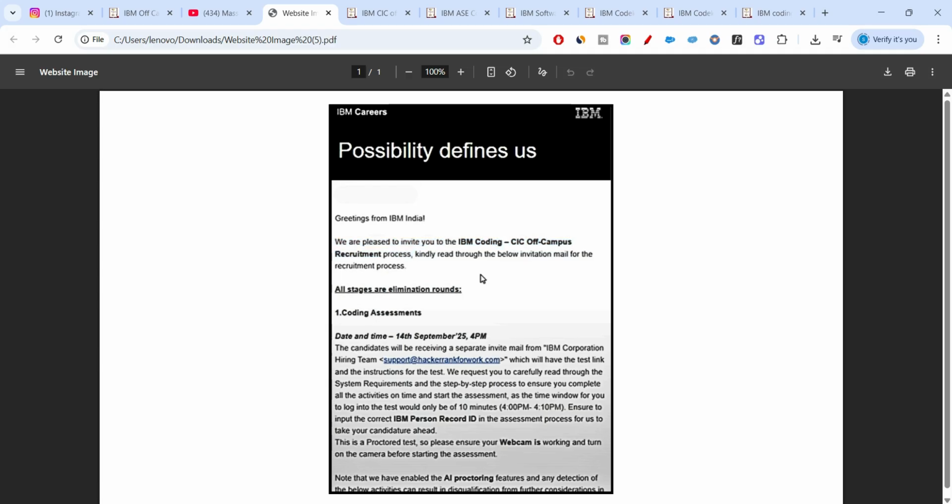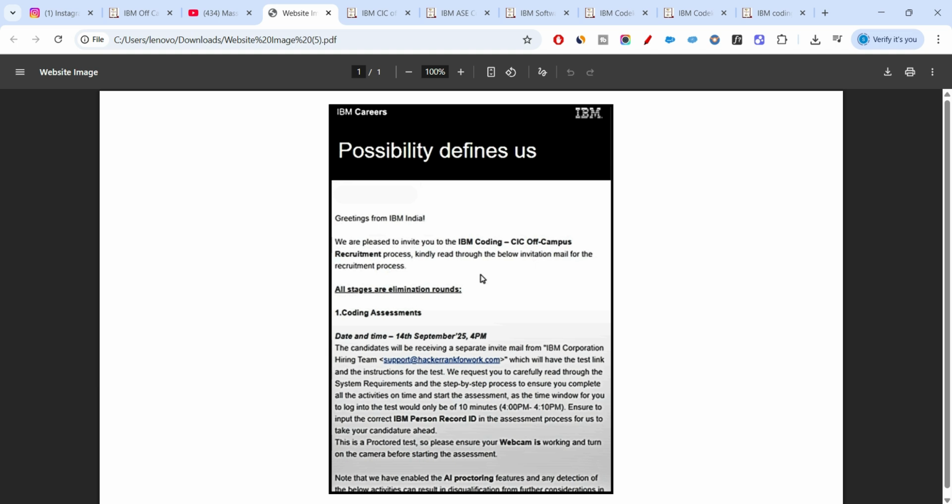Now move to the next point, the coding assessment. The date will be 14 September and the timing will be 4 p.m. And the company has mentioned that candidates will receive a separate invite mail from the IBM Corporation hiring team, which will have a test link and instructions for the test. That means you will receive one exam mail tomorrow. The exam will be on the HackerRank platform and you have to attend this exam. The timing will be 4 p.m. as I mentioned. And this exam is an online proctored test, which means your webcam will be on during the exam. So this kind of mail you may receive from IBM company.